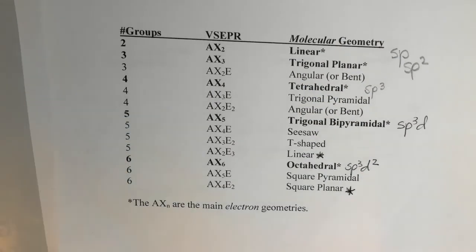All right, so that completes going over the Chapter 10 and 11 worksheet, looking at geometries, hybridization of orbitals, and whether or not molecules would be polar or nonpolar.